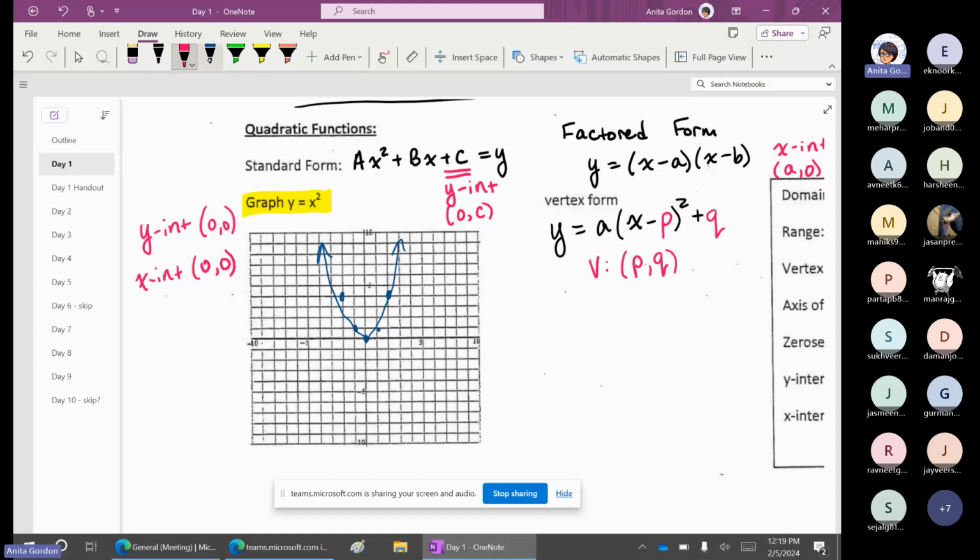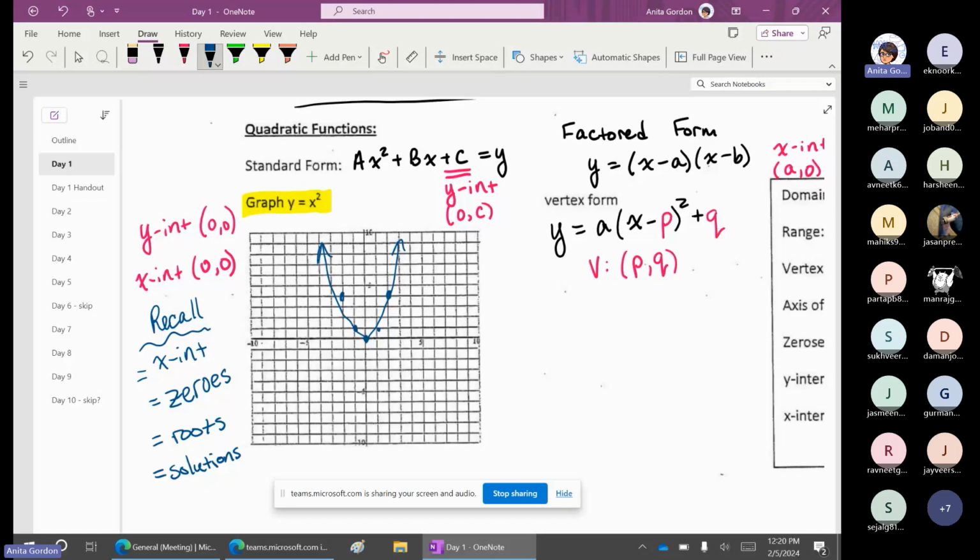Okay. Recall that x-intercepts are the same thing as zeros, which is the same thing as roots, which is the same thing as solutions. All of these mean the same thing. So when you say solve an equation, you're looking for x equals something. Find the zeros means y is 0. The roots or x-intercept. All these words mean the same thing.